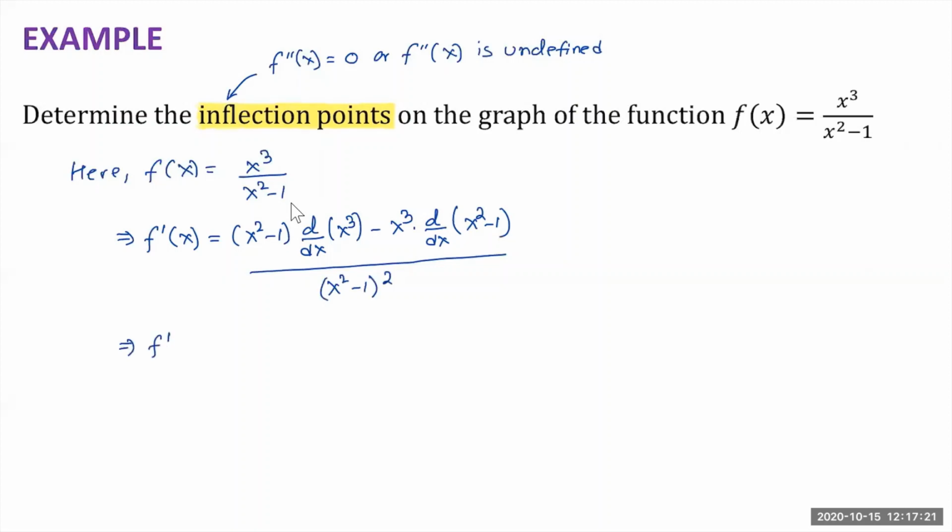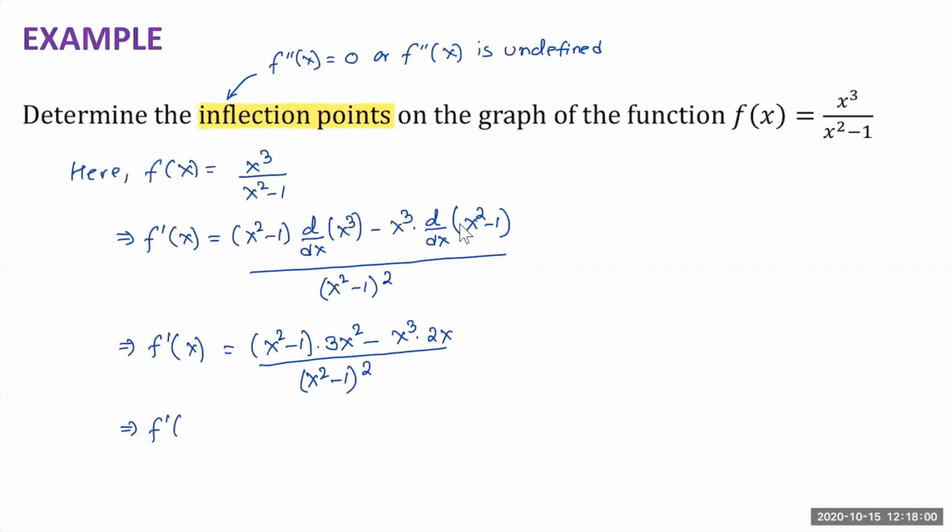So this is equal to, in the numerator I have x squared minus 1, multiplied to derivative of x cubed by using power rule. We bring that 3 down and we reduce the power by 1, so that will be 3x squared. So derivative of x cubed is 3x squared, minus x cubed multiplied to derivative of 1 is 0, and derivative of x squared by using the power rule is we bring the 2 down and reduce the power by 1, so that will be 2x. Divided by, in the denominator we have x squared minus 1 quantity squared.